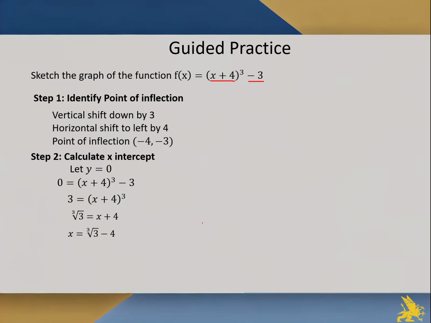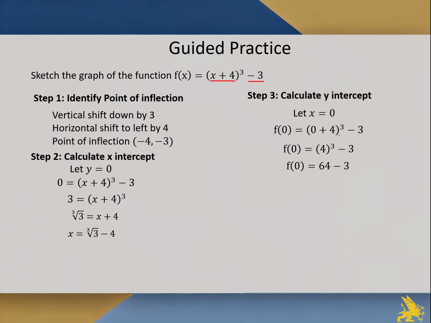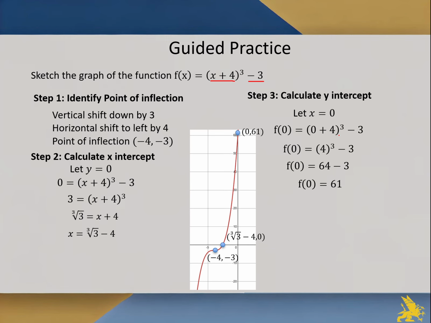To work out the y-intercept, I need to make x equals 0. So same thing, but this time I've got 0 plus 4 is 4. 4 cubed is 64. And 64 take away 3 is 61. And then I'm just graphing that. Make sure you label each of these crucial points as a coordinate on your graph.